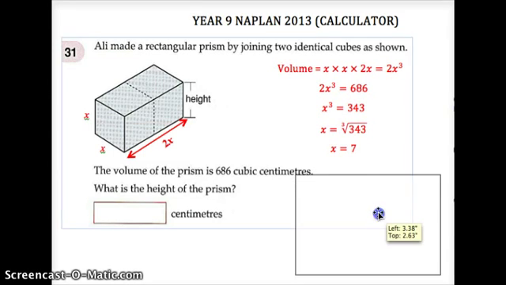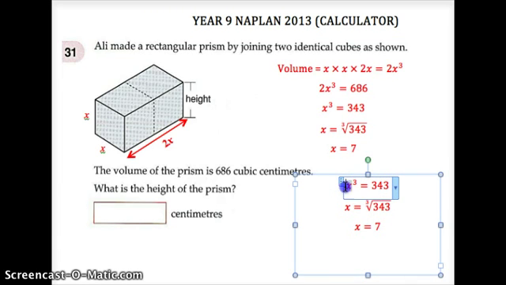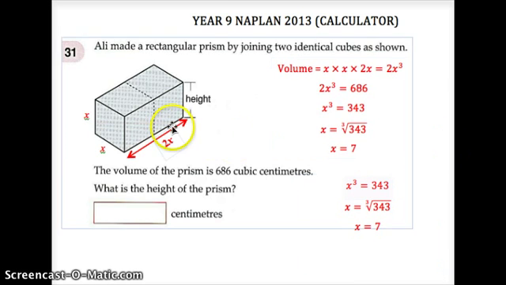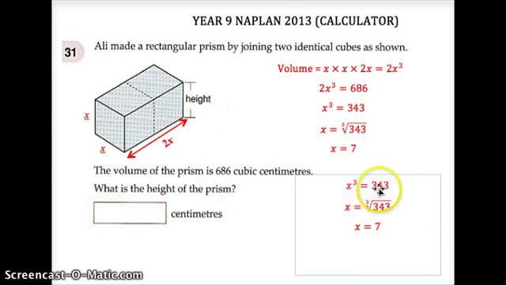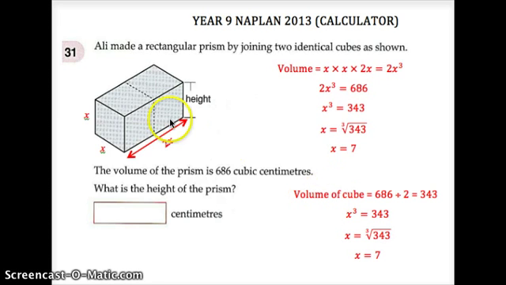So the volume of, just looking at one of the cubes, the volume of one cube is 343 because it's half of 686. So once again, the volume of one of these cubes would be 686 divided by 2, which is 343 centimeters cubed.